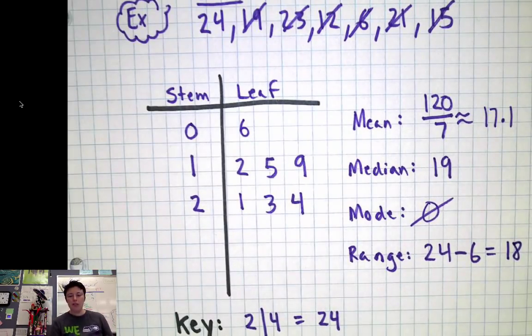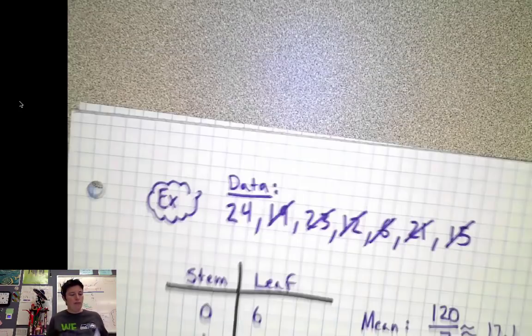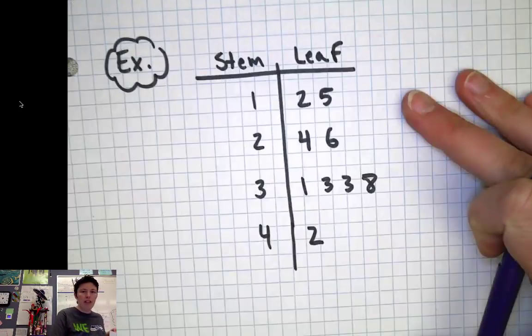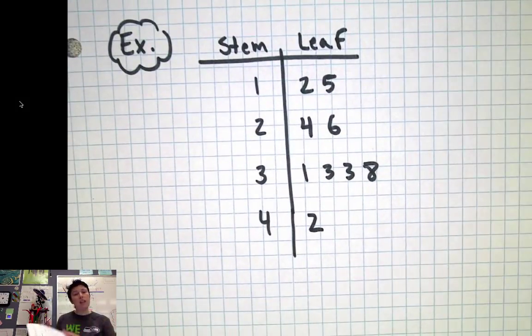Okay, so let's try something else here. I hope this is making sense as you're watching the video. Here's what I would like you to do. I'm going to give you a new stem and leaf plot. Looks like this. It's already made, already done.